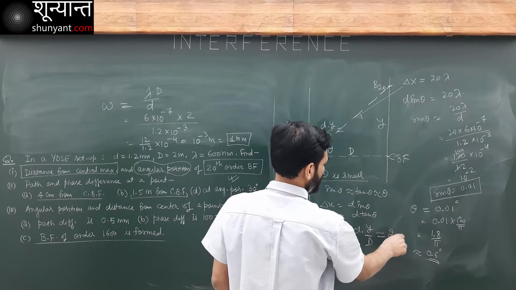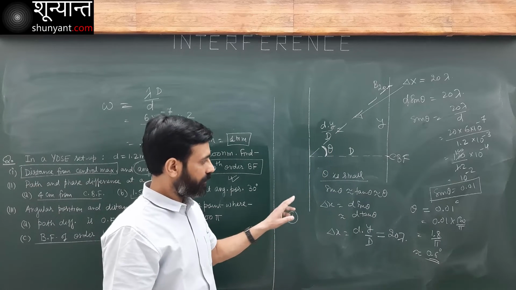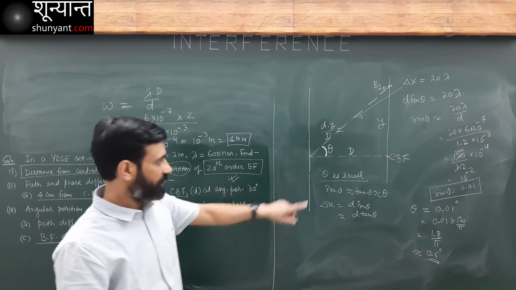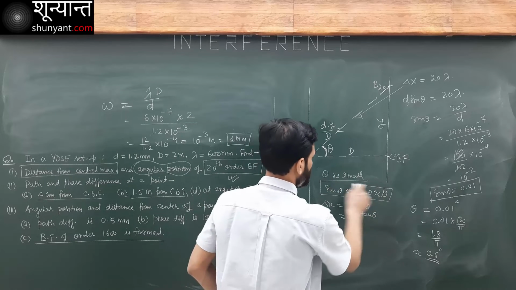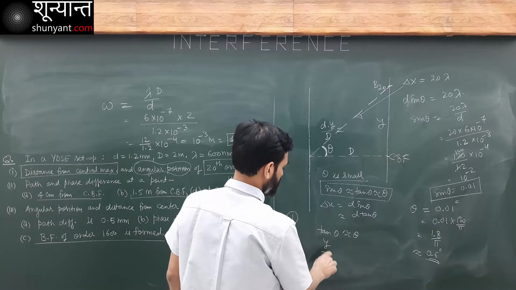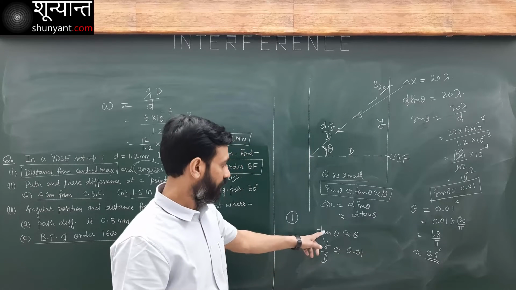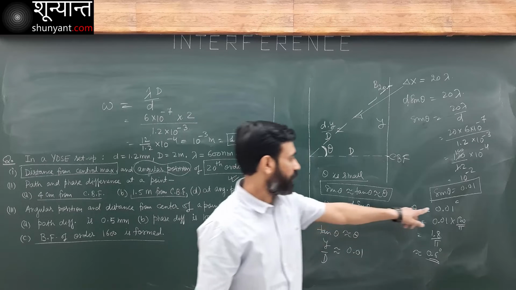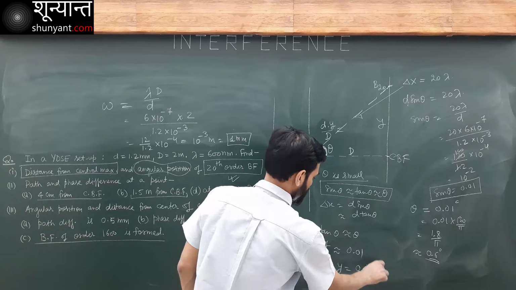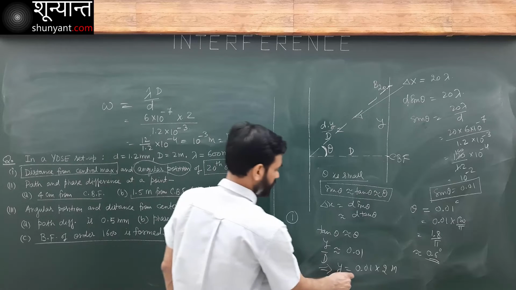It is 20 lambda. Okay, or you can also write it like this. When theta is small, tan theta is approximately theta. What is tan theta? y over D is approximately equal to theta. What is theta? 0.01. y over D, it is tan theta, 0.01. Okay, so what is y? y is 0.01 times 2, the answer is in meters. Multiply with 100, it becomes 2 centimeter.